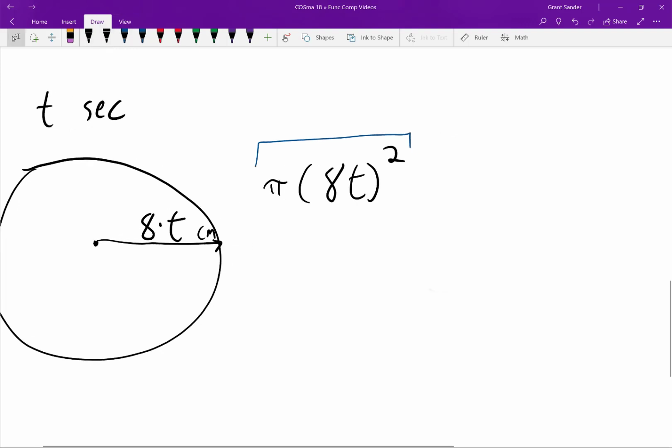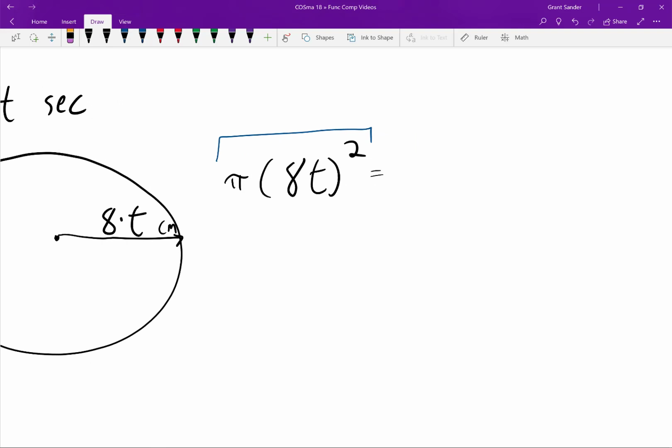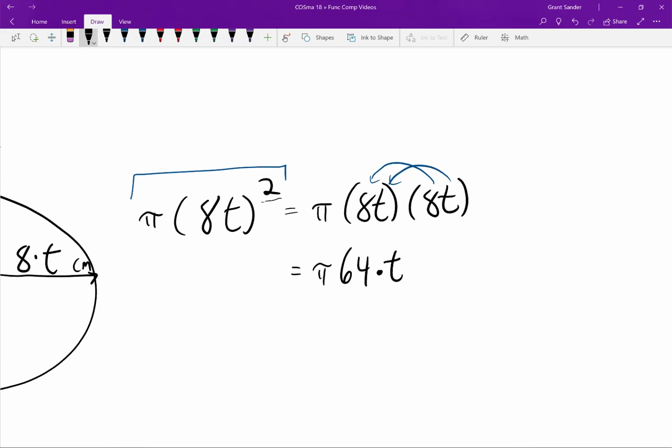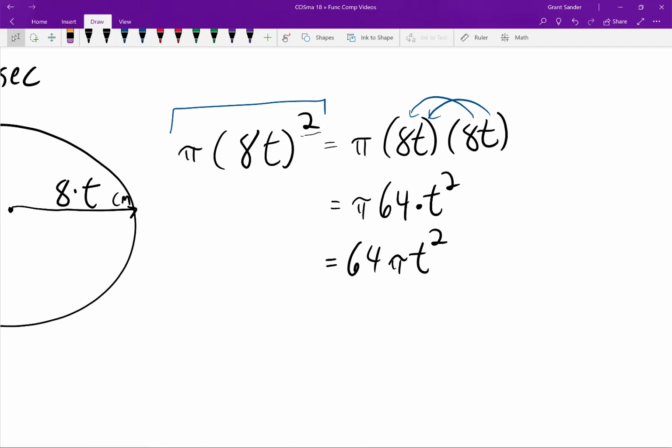We could also simplify this a little bit. So pi times (8t) squared is really equal to pi times 8t times 8t. The exponent of 2 means we're going to have two factors of 8t in there. When we look at pi times 8t times 8t, we can multiply the 8's together and the t's together, and then rewrite this as pi times 64, which is 8 times 8, and then times t squared. And we could also write that as 64 pi t squared. So same value, it represents the same quantity, just written in a slightly different way.